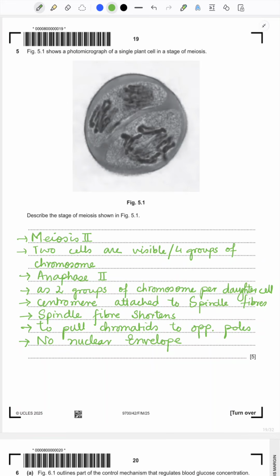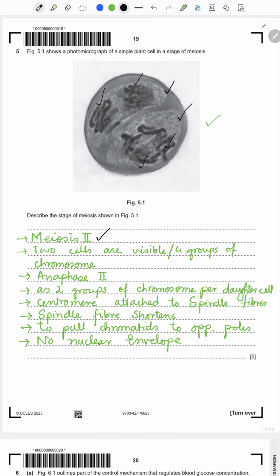figure 5.1. So the very first thing that you need to do is identify which particular stage of meiosis we are talking about. As you can see, there are two cells within this area, one is this and another one is this, and each cell has two sets of chromosomes, right? This actually tells us that we are talking about meiosis 2. So that should be the first point in describing the image.